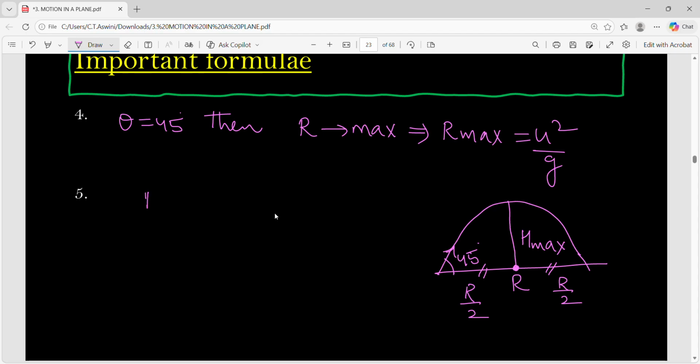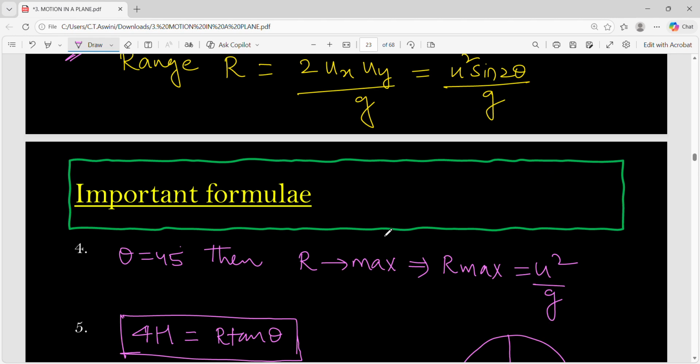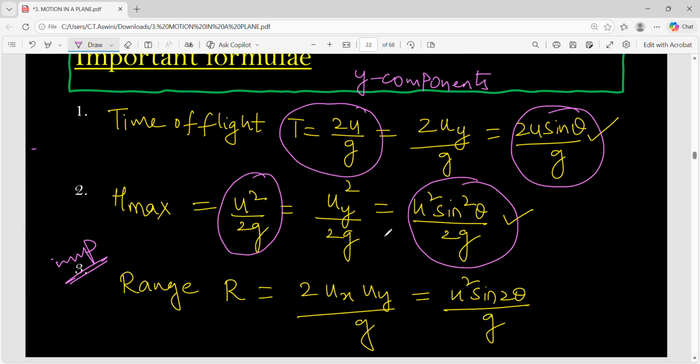And what is the relation between height and the range? 4 times the maximum height is equals to r into tan theta. Remember this. Clear?